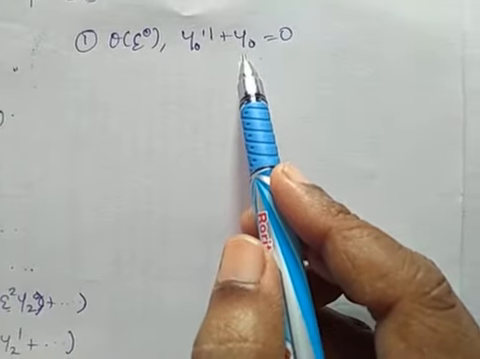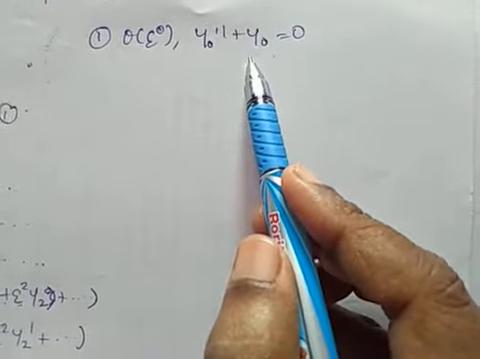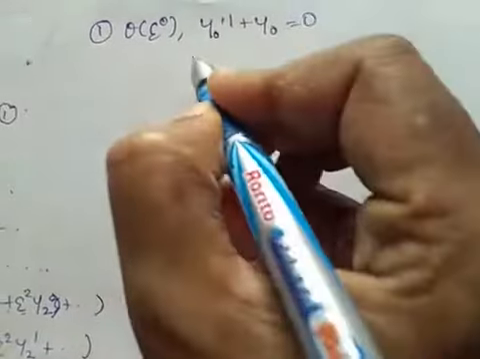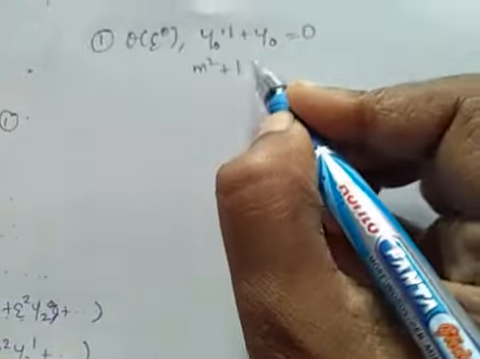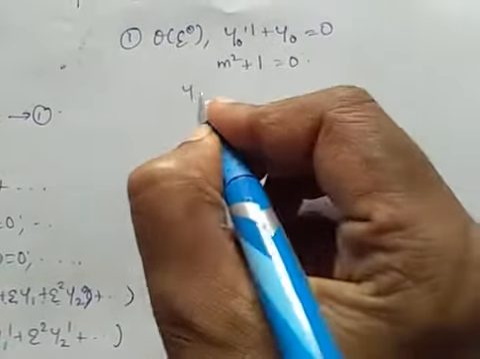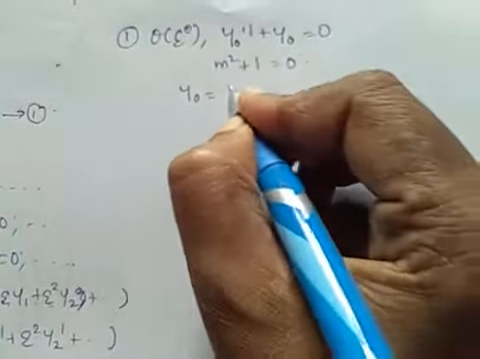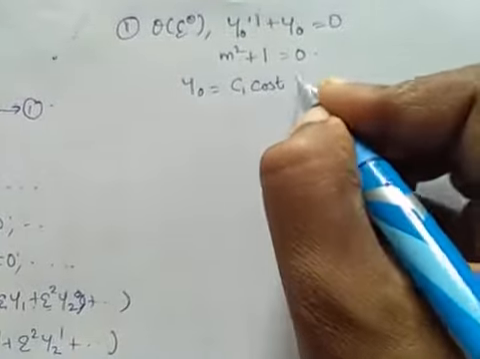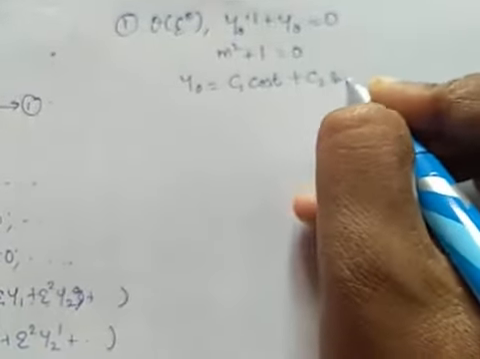So complementary function itself is its solution. Auxiliary equation is m square plus 1 equal to 0. Roots are plus or minus i. Therefore, y0 is equal to c1 cos t plus c2 sin t.